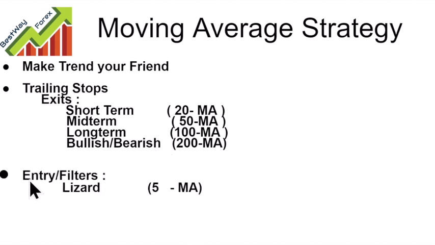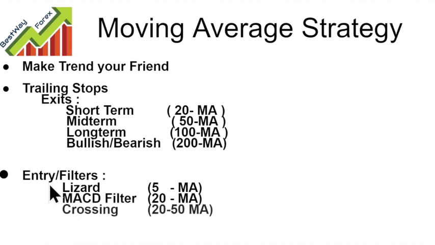And then we use these for entry filters, for entering and filtering the false signals. I have a strategy called Lizard, which I will tell you about in another video, and the same with MACD and crossing. So I will cover these in those videos. I will tell you how I am using the moving averages to filter the false signals for those indicators. Okay.